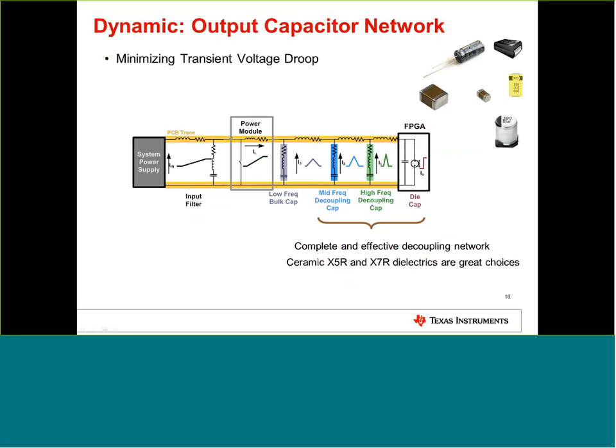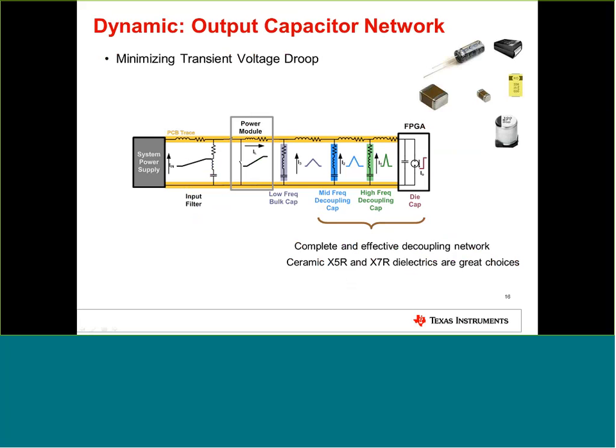Now we can have a look at the complete system. On the left side is the main power supply or the main rail. Then we have the DCDC power module, and you can see we have different stages of output caps. First, normally you can place a low frequency bulk cap. After it, you can place mid-frequency and high-frequency decoupling caps, and in some cases you have a cap right on the die of the FPGA.